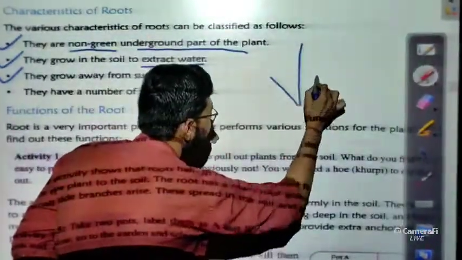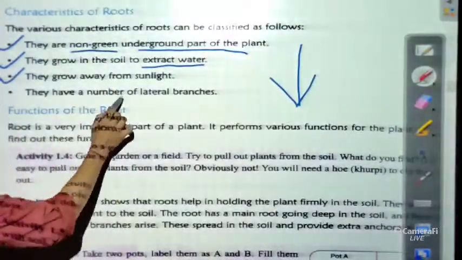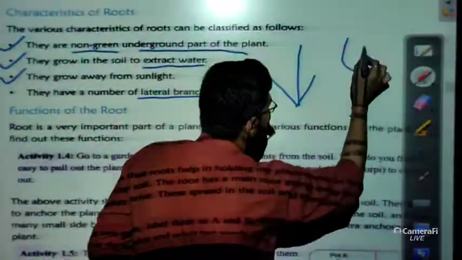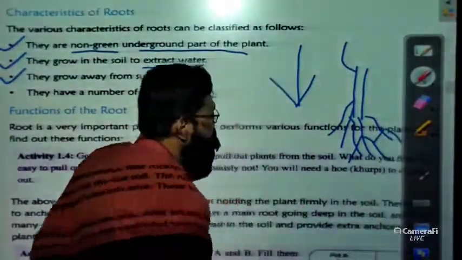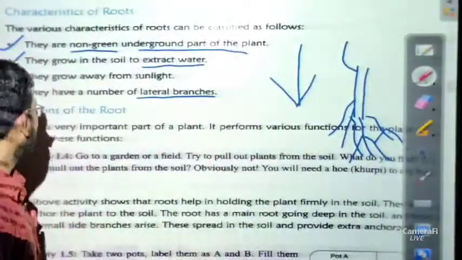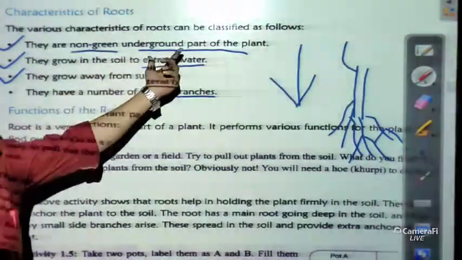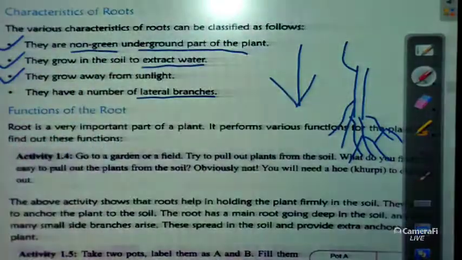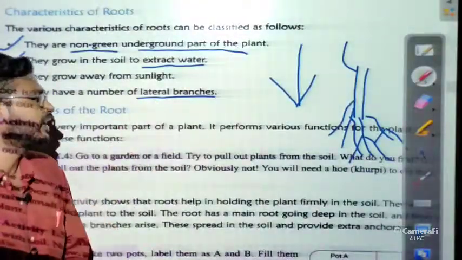That means in this direction, we have already discussed. And they have a number of lateral branches. Lateral branches means that if this is the main branch, many lateral branches are there like this. We have seen in the case of fibrous root system that many lateral branches are there. So these are the characteristics of root. What are the characteristics? They are a non-green and underground part of the plant. They grow in the soil to extract water. They grow away from the sunlight and they have a number of lateral branches.